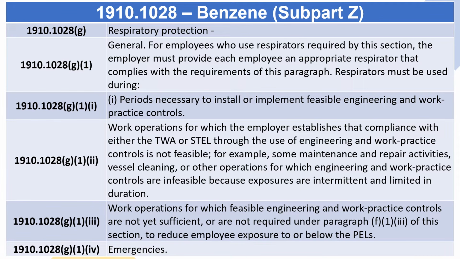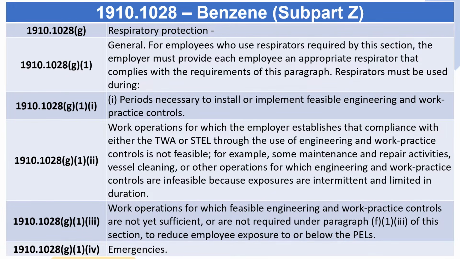1910.1028(g) Respiratory protection. 1910.1028(g)(1) General. For employees who use respirators required by this section, the employer must provide each employee an appropriate respirator that complies with the requirements of this paragraph. Respirators must be used during 1910.1028(g)(1)(i) through (g)(1)(iv): periods necessary to install or implement feasible engineering and work practice controls.